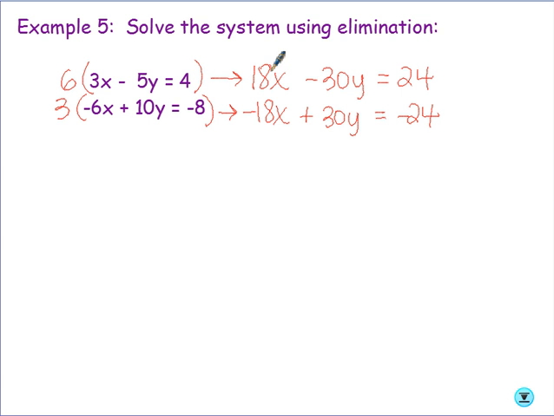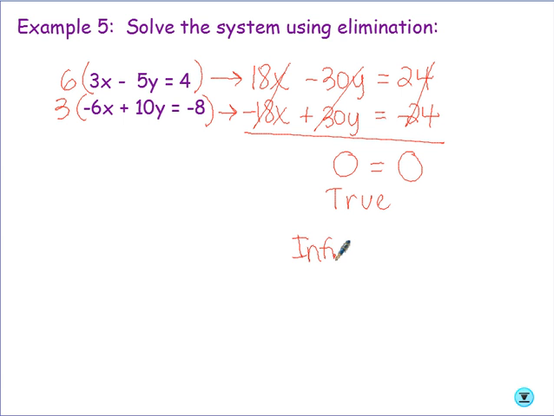Are our x's opposites? Absolutely. Ready to add. 18 and negative 18 cancel. Negative 30 and positive 30 also cancel. So we have 0 on the left side, but 24 and negative 24 also cancel. So we have 0 on the right. If everything cancels, you're left with 0 equals 0. Is that true or false? That is true. So we write infinitely many solutions.